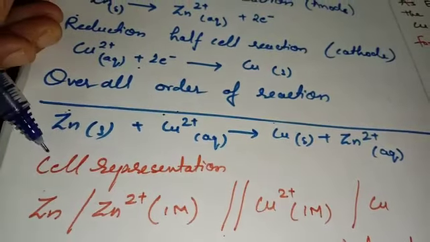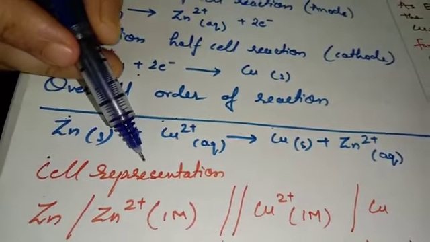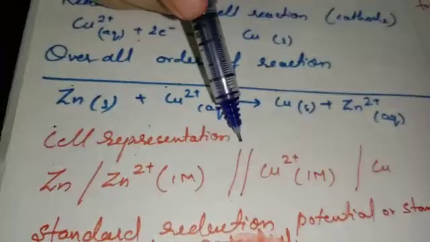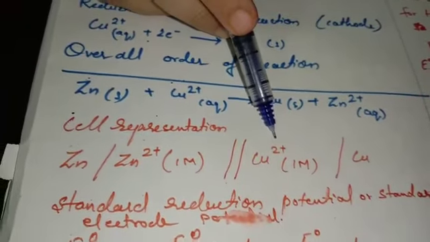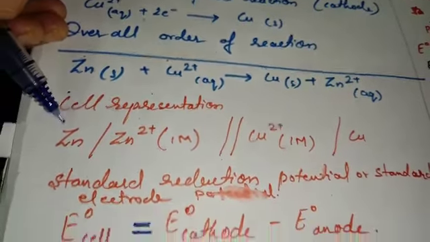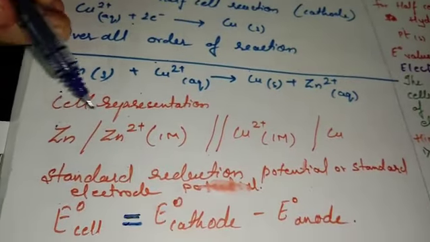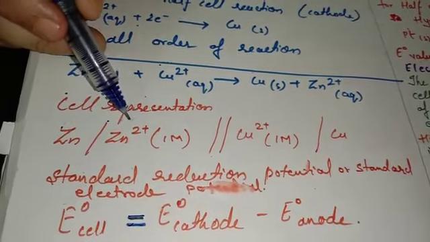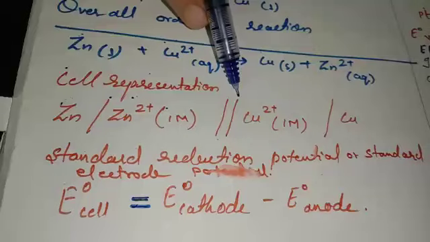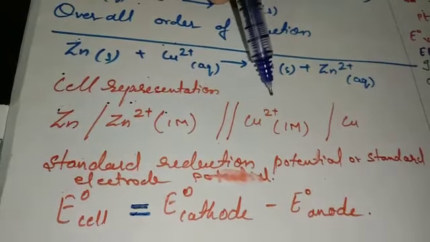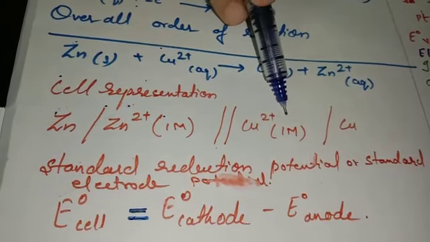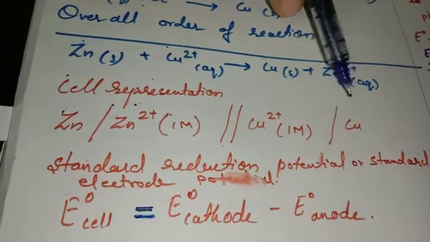Now we come to the cell representation. The general formula for cell representation is anode, electrolyte, then the double slash representing the salt bridge, then cathode electrolyte as well as cathode. So in the given cell, which rod acts as the anode? That is zinc. So zinc slash Zn2+ ion, or you can write zinc sulfate along with its concentration 1 molar. The double slash represents the salt bridge. Then Cu2+ ion, or you can write copper sulfate with its concentration 1 molar, slash copper.